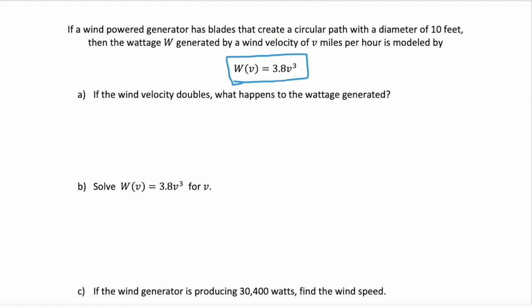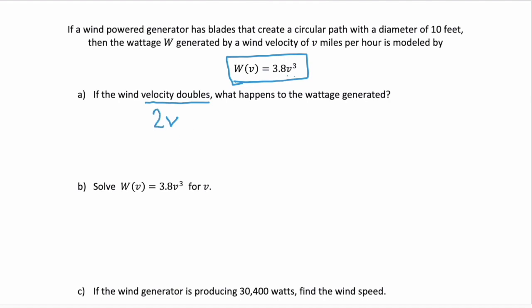The first question asks if the wind velocity doubles, what happens to the wattage generated? Well, what does it mean for the velocity to double? That means velocity, which is the variable V, is being multiplied by 2.